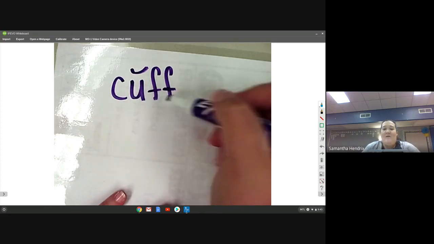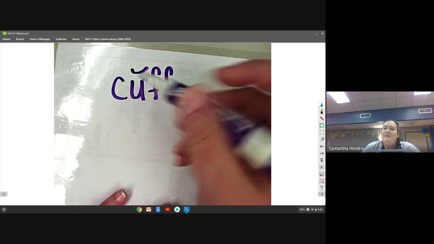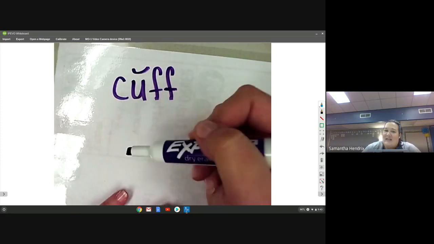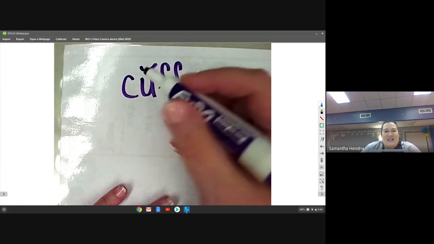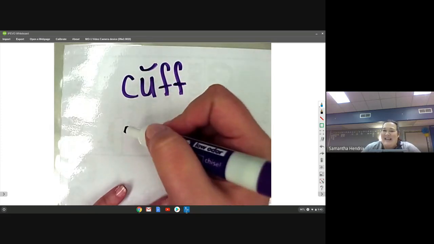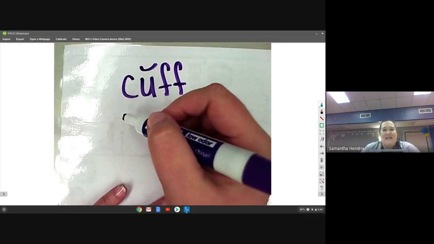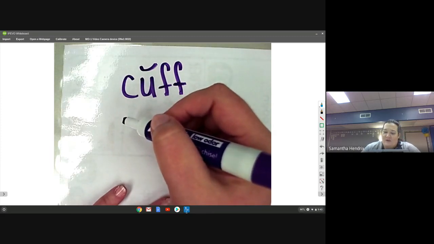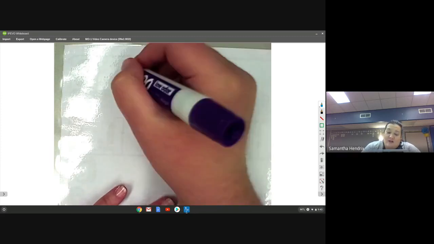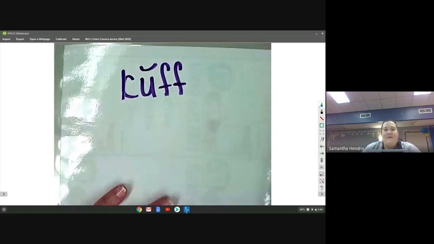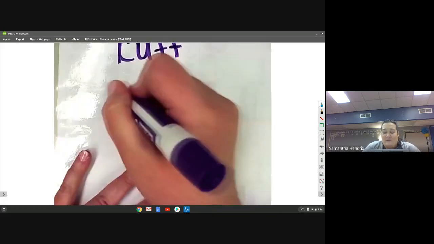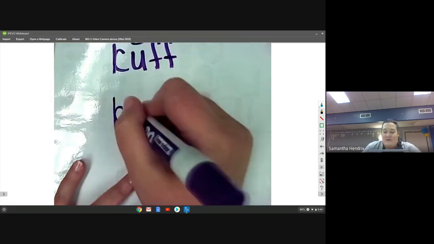Uh, cuff. Okay, what should we do to the C? Let's see if you remember. It makes the K sound. So there's something that we need to draw on this K to code it. Correct, we're going to draw a K back. So we know that that's kind of close. Sorry about that. So we know that's better.